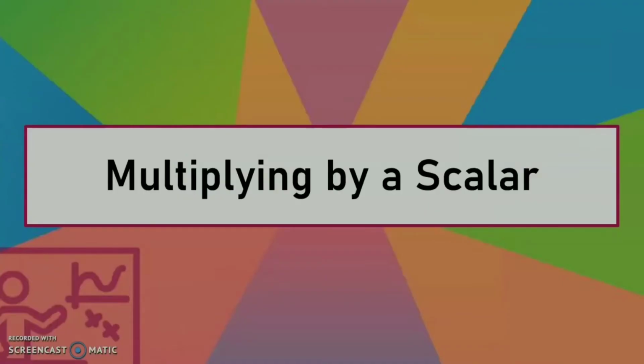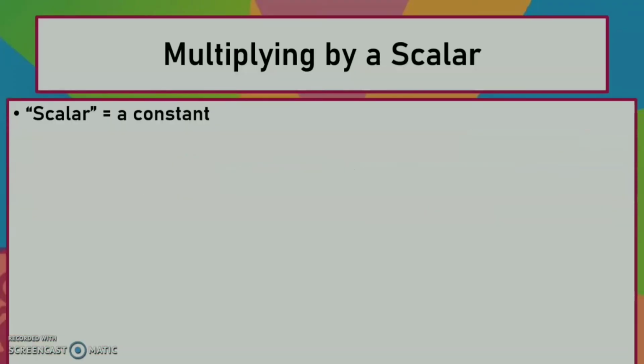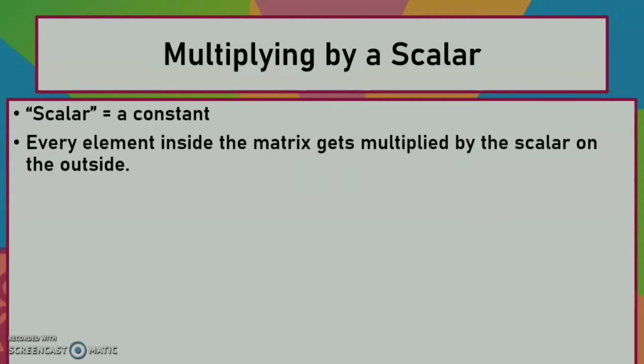Another easy concept with matrices is multiplying by a constant, or what we call a scalar. Think back to when you learned distributive property. Remember how everything inside of the parentheses got multiplied by the number on the outside? Well, this is the same concept with the matrix. Everything inside the matrix gets multiplied by the constant, or the scalar, on the outside.